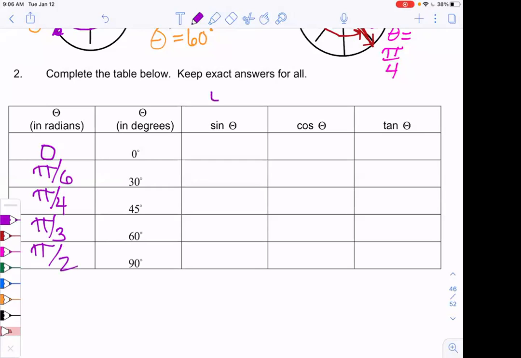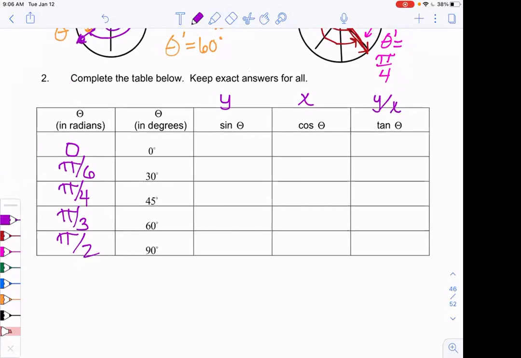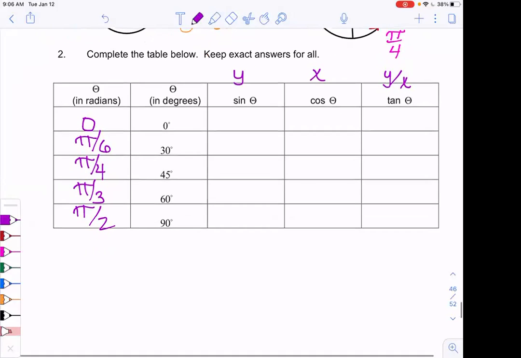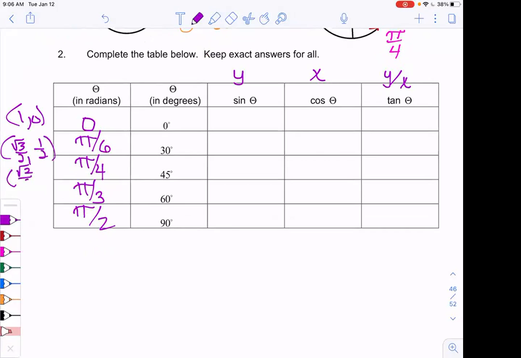Remember that sine is y and cosine is x. The tangent is y over x when you're on the unit circle. And then you can fill in those values. So if you need to write the ordered pairs somewhere, you can feel free to do that. Maybe I'll write them on the side just so you have them here. So you're taking the ordered pair from the unit circle.